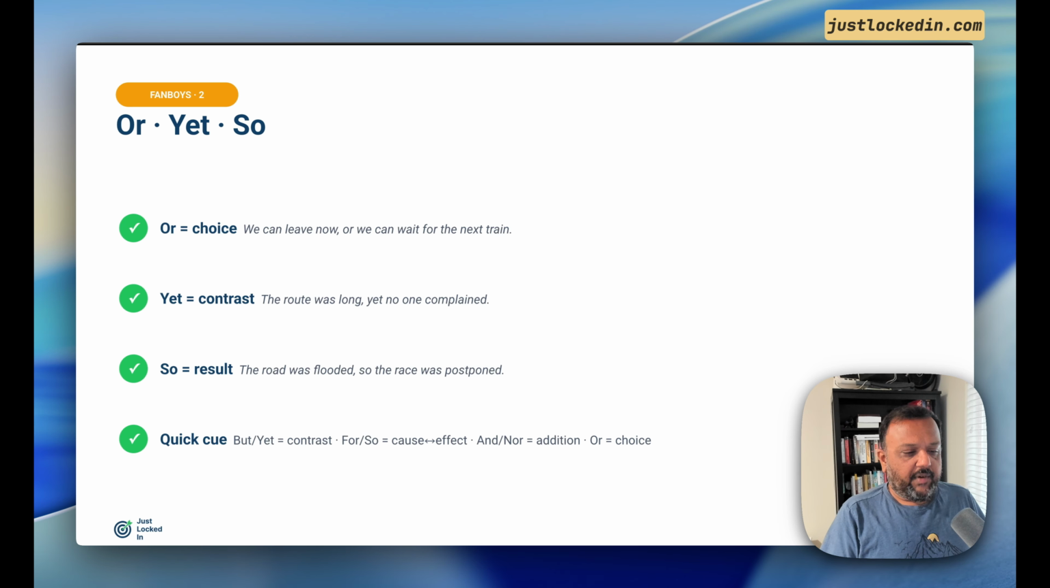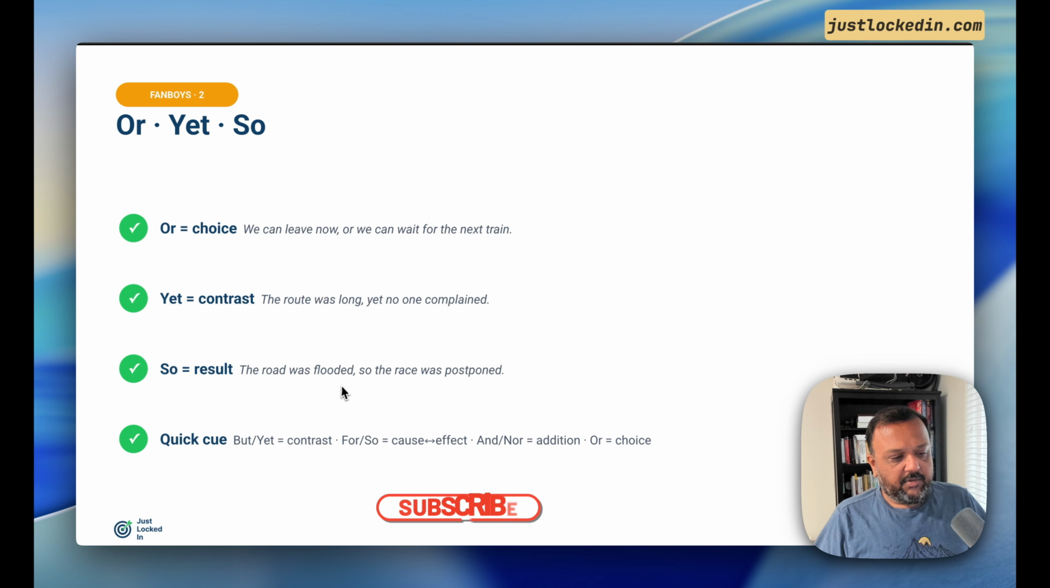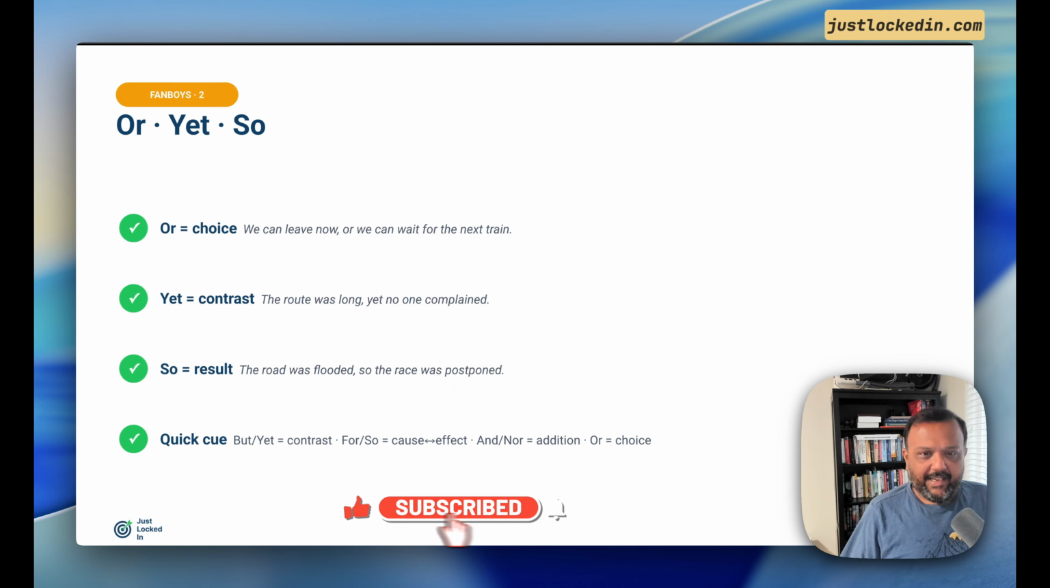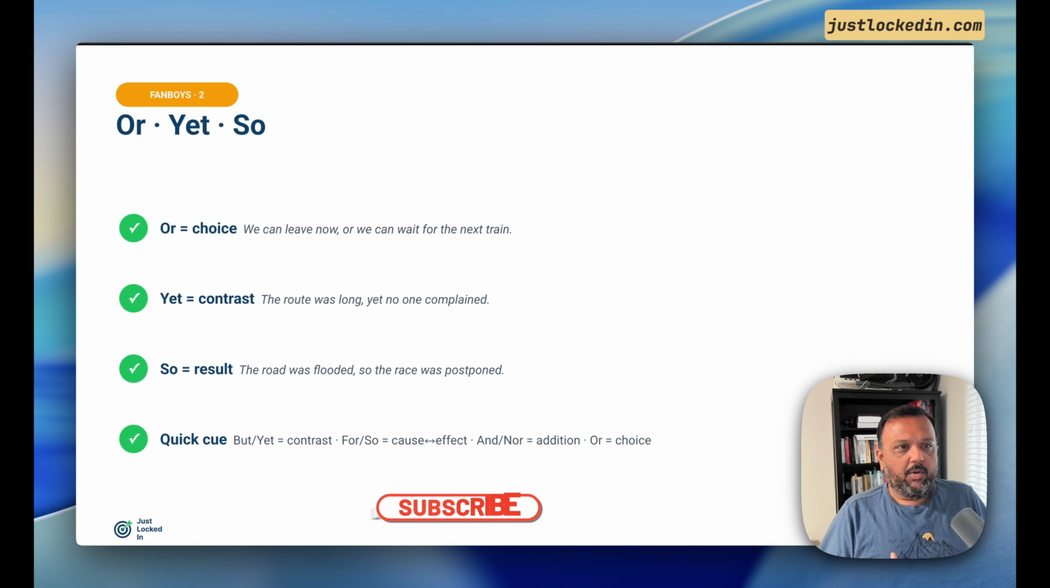Okay, the road was flooded, so the race was postponed. So that's also a cause and effect. Okay, so in the case of so and in the case of for, right? For and so are cause and effect relationships, but there is a difference. In the case of for, the result comes first and the cause comes after, whereas in the case of so, the cause comes first and the result comes after. Okay, subtle difference, but depending on how you want to express something and how you want to emphasize, whether you want to emphasize the cause or the result, you can use one of these two forms.